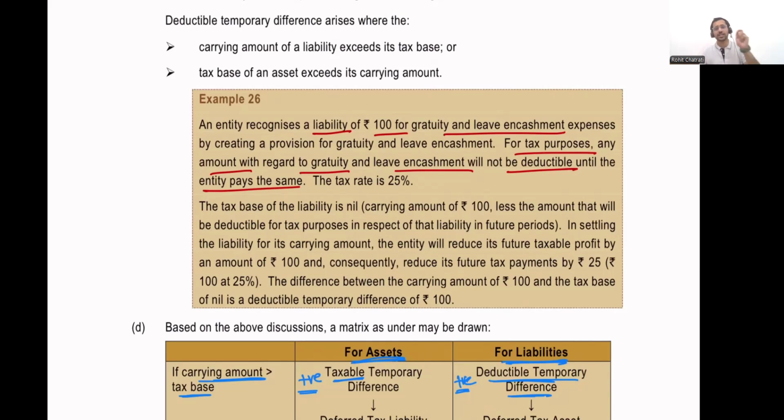All right, so the provision is actually not going to be allowed as a deduction. The tax rate is 25%. The question would basically be: calculate the deferred tax impact on this. Remember, this is a liability. Provision for gratuity is basically a liability for expenses to be paid in future.